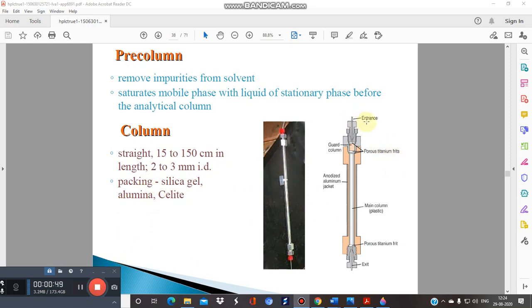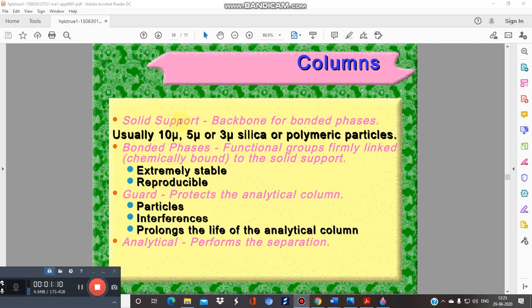Just see the different parts of the column. This is the entrance, and an aluminum jacket is provided. This is the main part, which is plastic coated, and this is the exit. Here is the place of separation, the most important part. Usually solid supports are given, that is, 10 micron to 3 micron silica or polymeric particles.